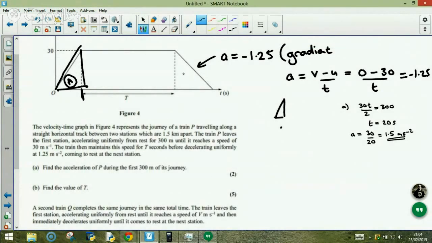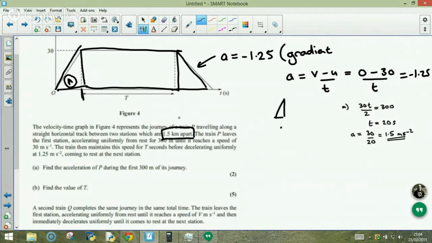So the whole thing, you'll see this bit, 1.5 kilometers apart. So the area under the whole lot is 1.5 kilometers. Now we know that A is 300. We're looking for the time for B, and we can work out the distance for C. You remember earlier, we know the acceleration, we know the initial and the final velocity of this section, but we don't know the time. So let's just work that out.